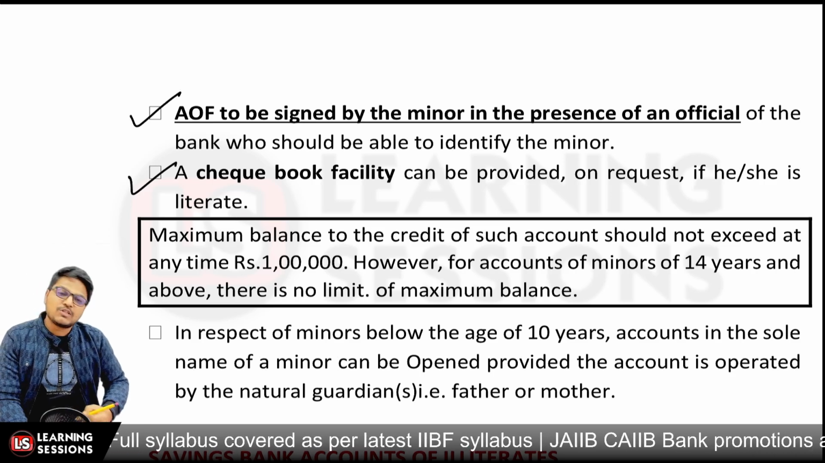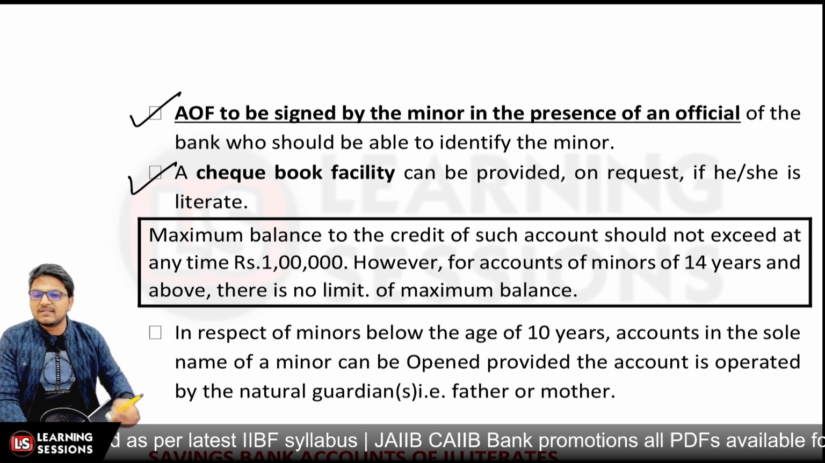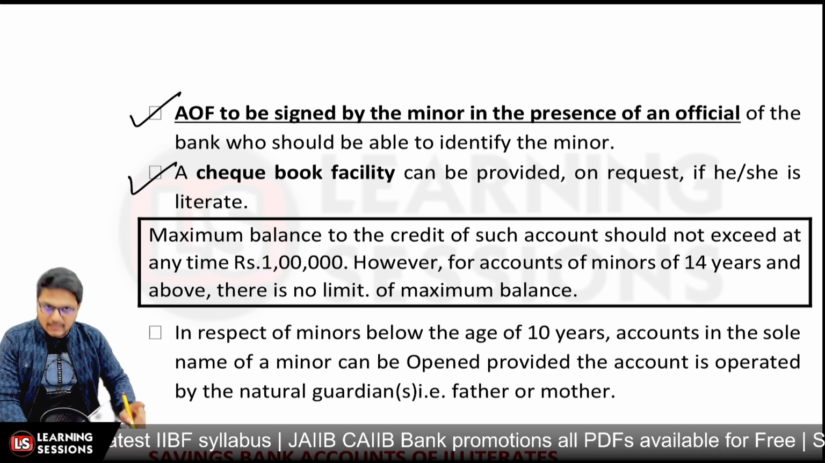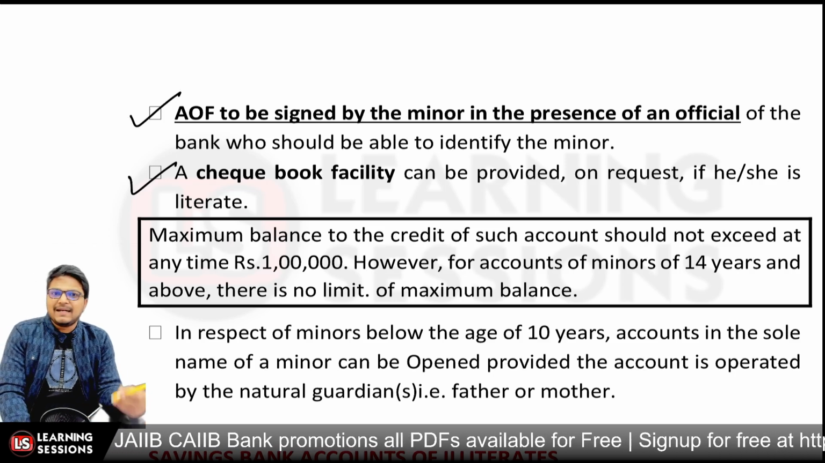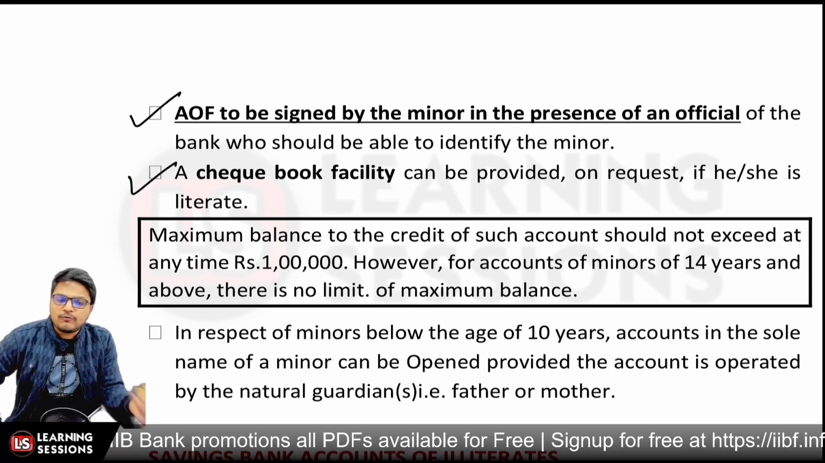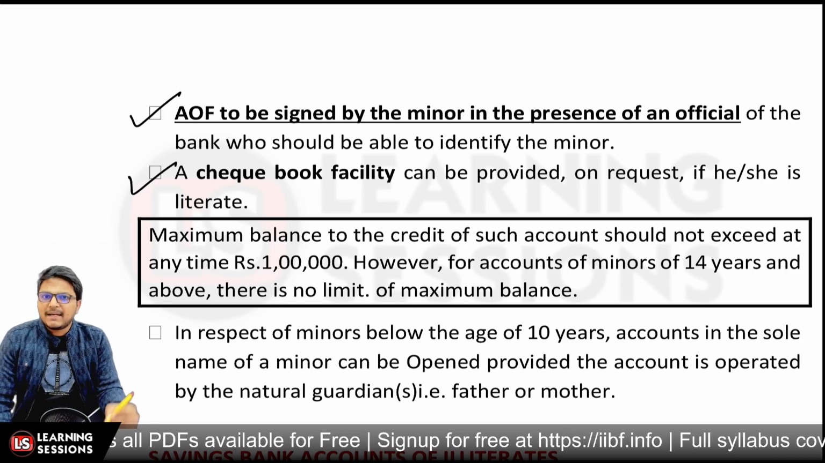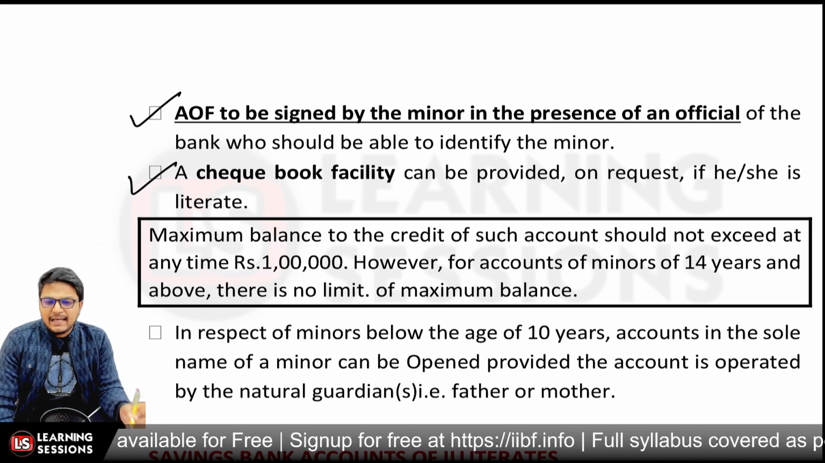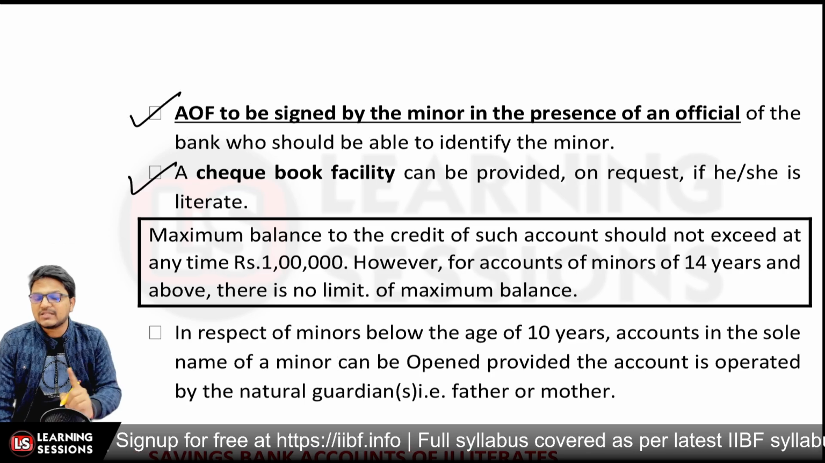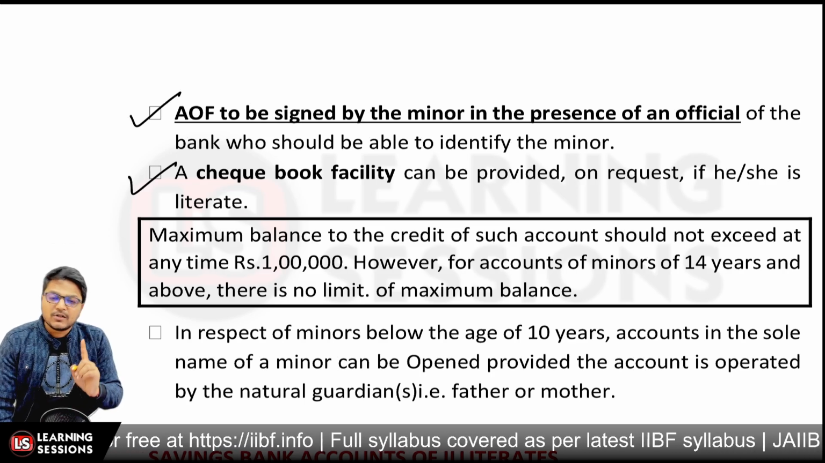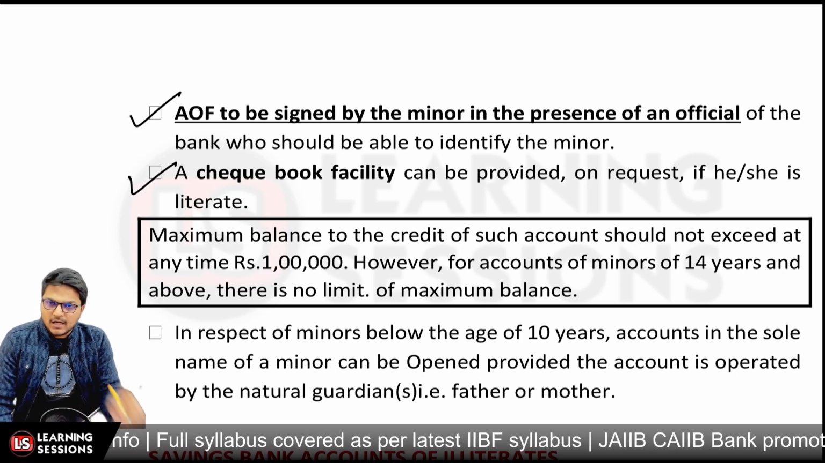If a minor asks for a checkbook facility, it can also be provided. And further, only if the person is literate will the checkbook facility be given. And let me tell you, when the minor's age is up to 14 years, the maximum balance that can be maintained in the minor's account should not exceed 1 lakh rupees in case the age of the minor is up to 14 years, and further it's a self-operated account.